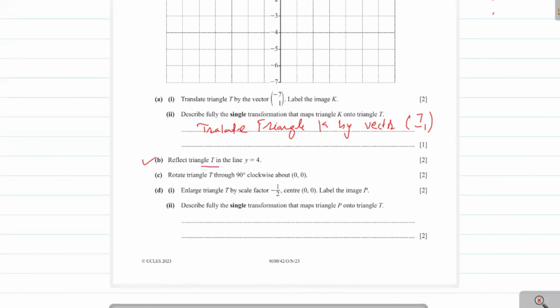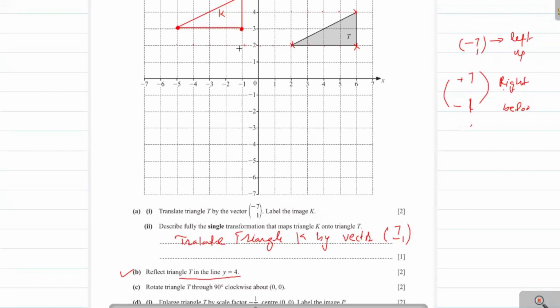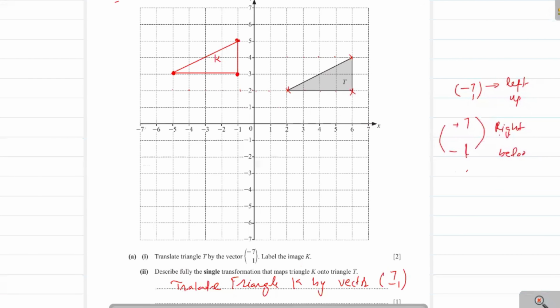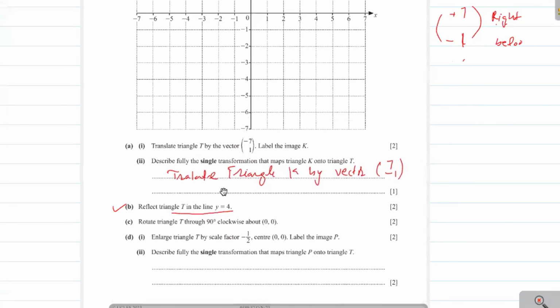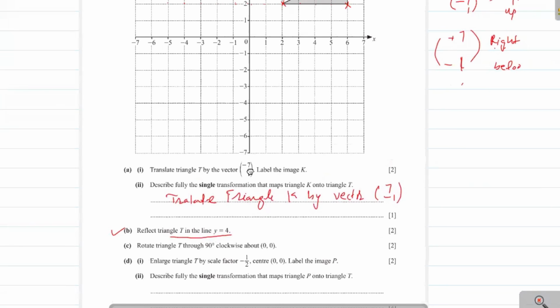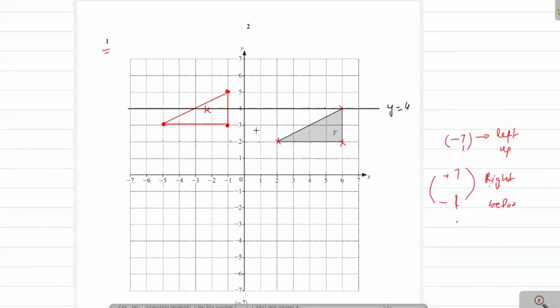Part B: reflect the triangle T in the line y = 4. Firstly, we will draw the line y = 4 here. Now this line is y = 4. Now we have to reflect the triangle T in the line y = 4. Firstly, we reflect each point, the corner points of this triangle, in the line y = 4.